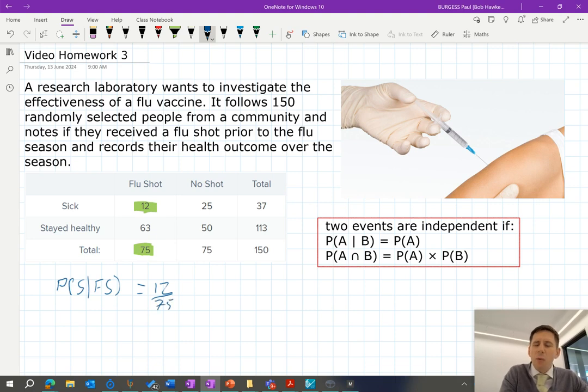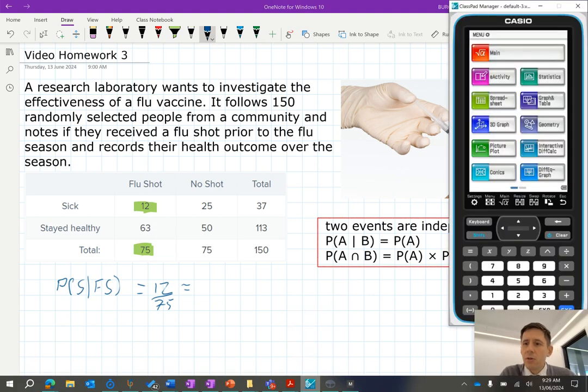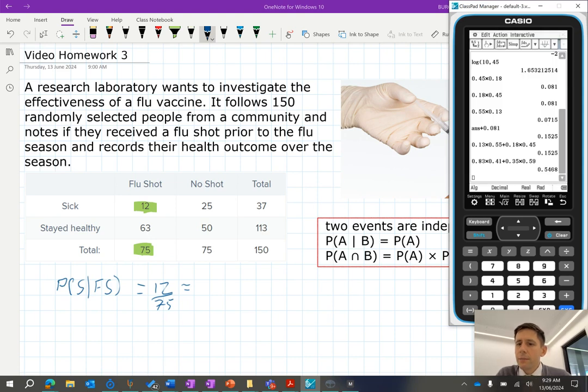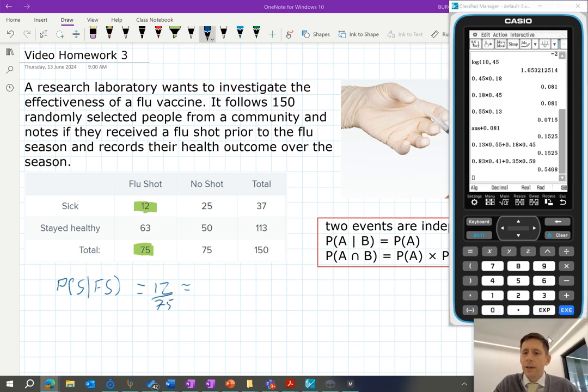It might be helpful in this kind of question, because we've got different totals going around, to just work out our probabilities as decimals. I mean, you can express a probability as a decimal, a fraction, or a percentage. So I'm just going to do these as decimals. So I'll grab my ClassPad. Right, here we go.